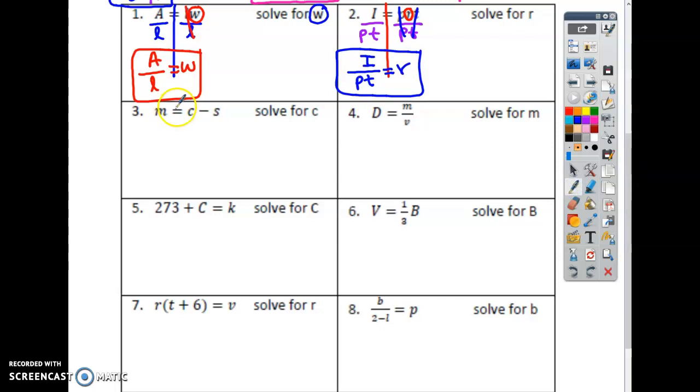Okay, number 3. I'm solving for c. What is the c doing? Subtracting s. So what am I going to do? Add. The opposite of subtract is to add s to both sides, so that the s cancels. I want it to cancel. So you're going to do the opposite, okay? So then that leaves me c by itself. C equals, let me write it again.